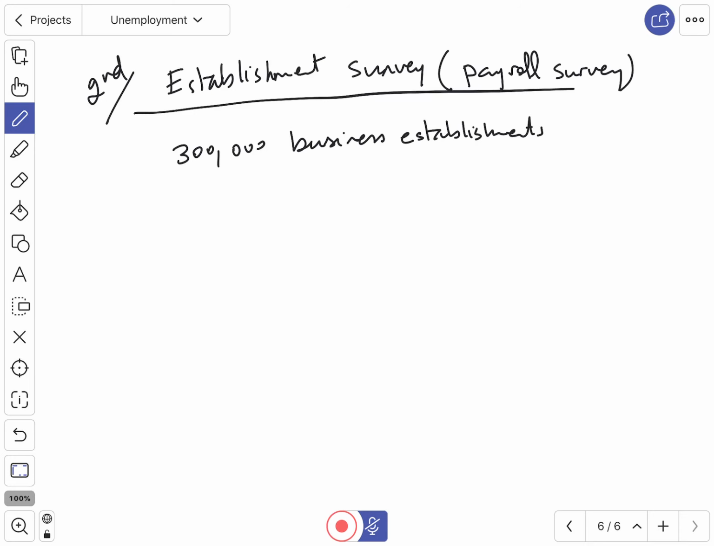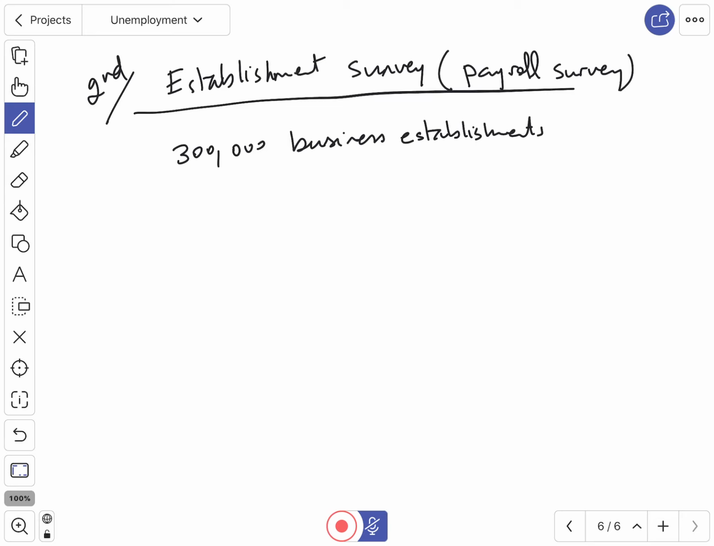Okay, like factories, stores, offices. It's a sample, so it's supposed to be randomly selected, and what they do is check how many people are on the payroll of these establishments. So as you can tell, it's measuring employment rather than unemployment, right?